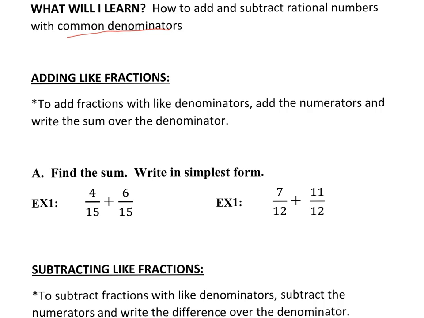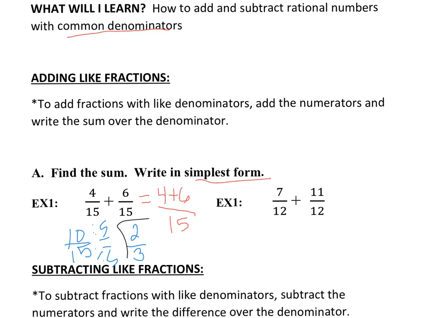So for example number 1, find the sum and write it in simplest form. That simply means to reduce the problem. So for question number 1, we have 4 plus 6, and that's going to be added together in the numerator because the denominator is the same, so we keep it. So 4 plus 6, we end up with the answer 10 over 15. But then I notice I can reduce the problem by dividing it by 5, top and bottom. I end up with the answer of 2 over 3, and that is my final answer, 2/3.